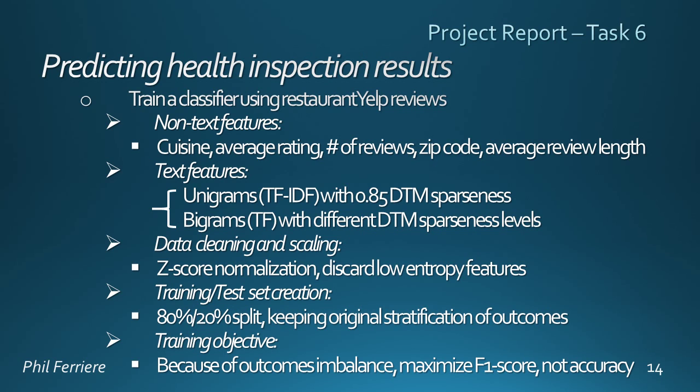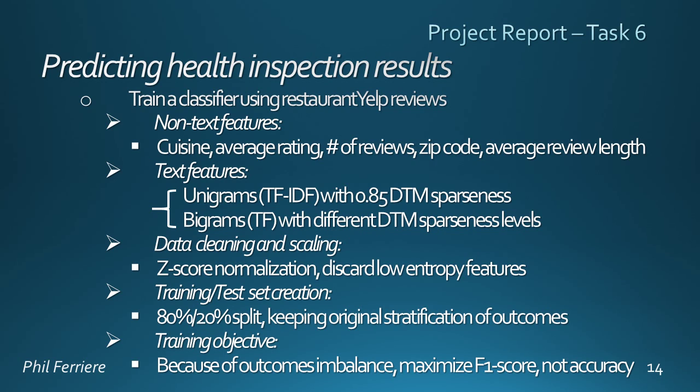To train classifiers on comparable features, I performed z-score normalization by subtracting the mean of each feature and dividing the result by the standard deviation. I also discarded low entropy features, that is, predictors with constant values or near zero variance. I split the original label data into 80% training and 20% testing partitions, and made sure to keep the original stratification for the outcome values. I did not create a separate validation set because I used tenfold cross-validation on the training set, meaning that for each fold, 10% of the training data was set aside for validation purposes.